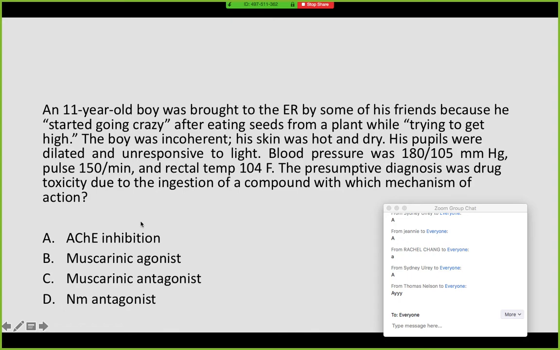Okay, one more. 11-year-old boy brought to the ER by some of his friends because he started going crazy, eating seeds from a plant while trying to get high. Boy was incoherent, his skin was hot and dry, pupils were dilated, so mydriasis, and unresponsive to light, high blood pressure, pulse, rectal temp. Yeah, you guys got it. So muscarinic antagonist.